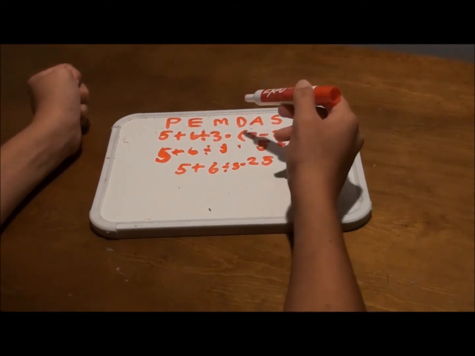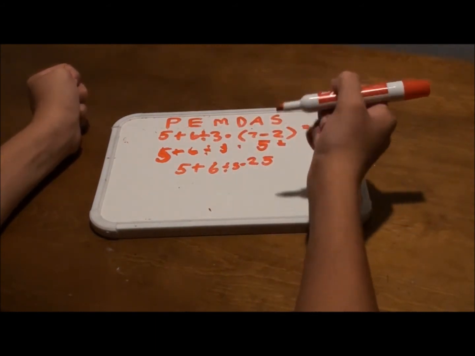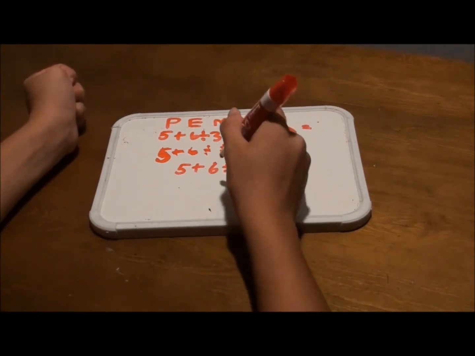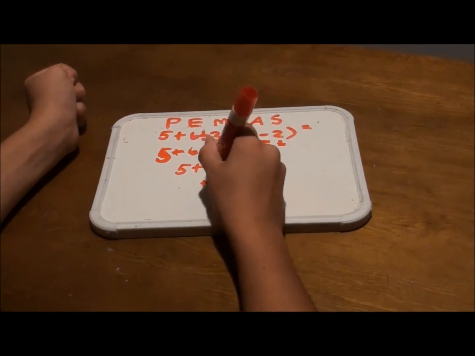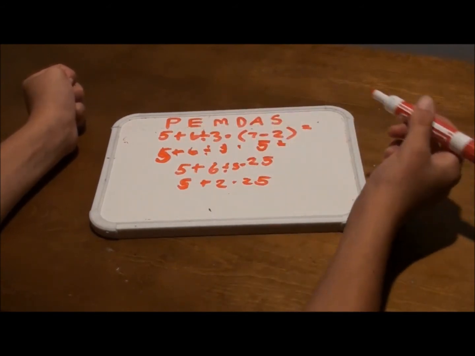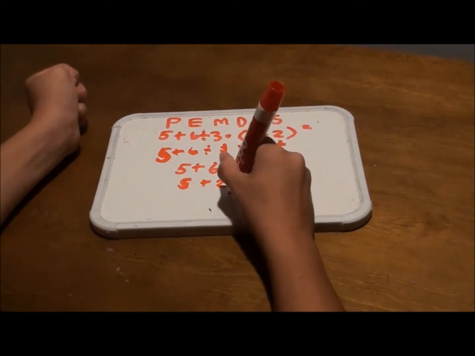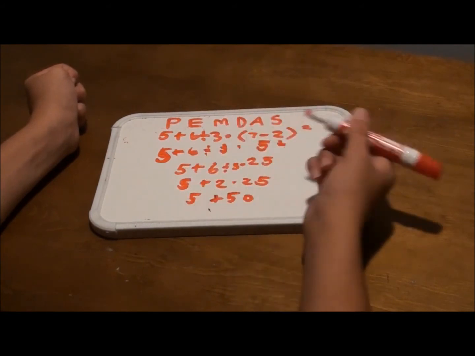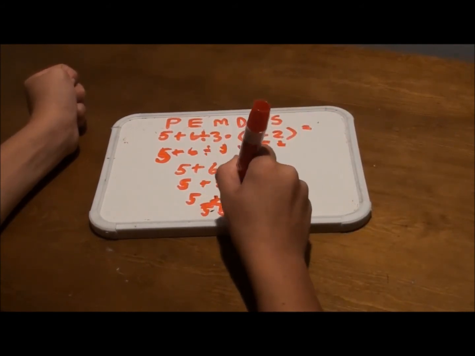And now PEMDAS says to do multiplication and division. And so what comes first in the equation would be division here. And 6 divided by 3 is 2 times 25 plus 5. And now we're going to do 2 times 25, which is 50, plus 5, and then 5 plus 50, of course, is 55, and there's your answer.